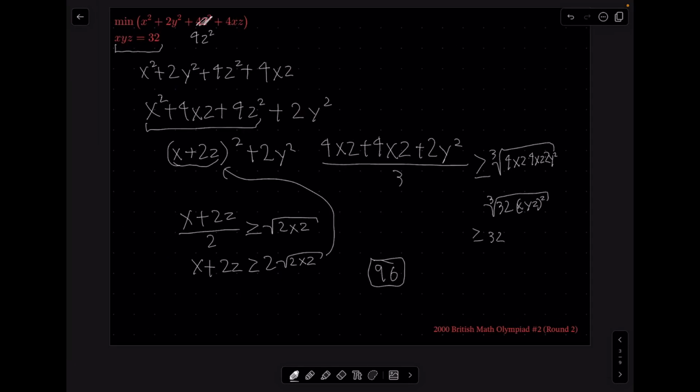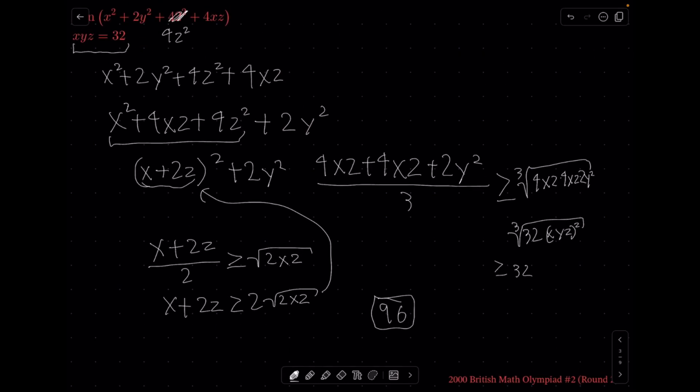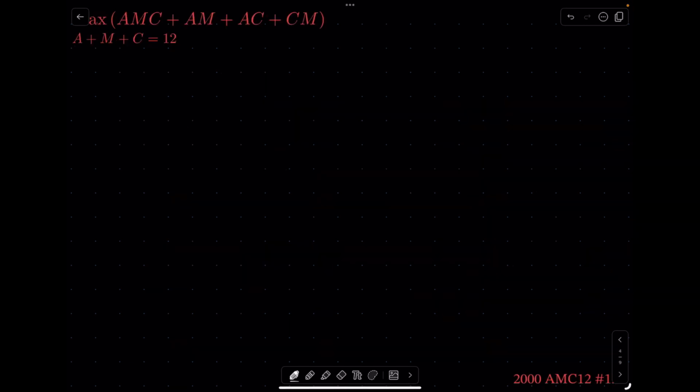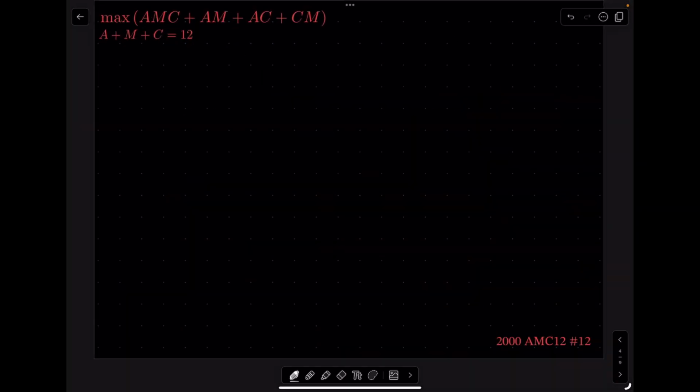That's our answer. And before you go, I just want to give you one practice problem that you might want to do later. This one is from the 2000 AMC 12, problem number 12. You want to check your answer. It's just asking for the maximum of AMC plus AM plus AC plus CM, where A plus M plus C is equal to 12. So solve this and tune in next time for a video on the Cauchy-Schwarz inequality.